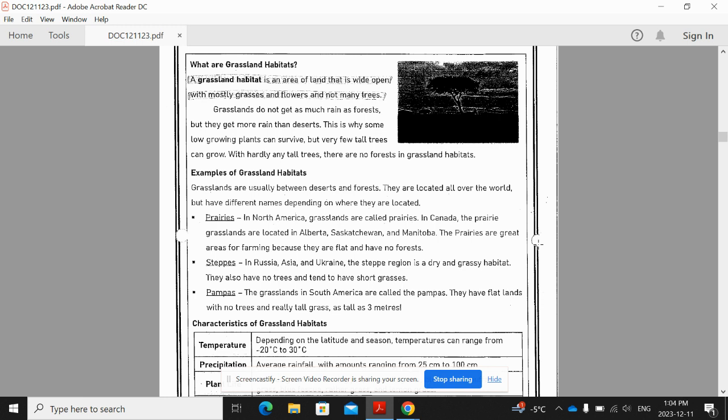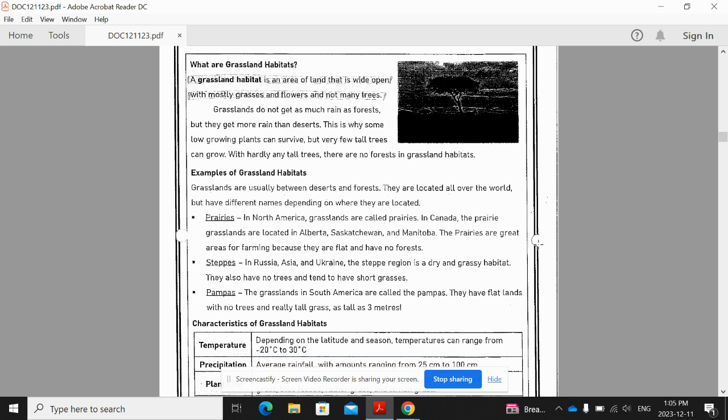Some examples of grassland habitats. Grasslands are usually between deserts and forests. They are located all over the world, but have different names depending on where they are located. Prairies. In North America, grasslands are called prairies. In Canada, the prairie grasslands are located in Alberta, Saskatchewan, and Manitoba. The prairies are great areas for farming because they are flat and have no forests.